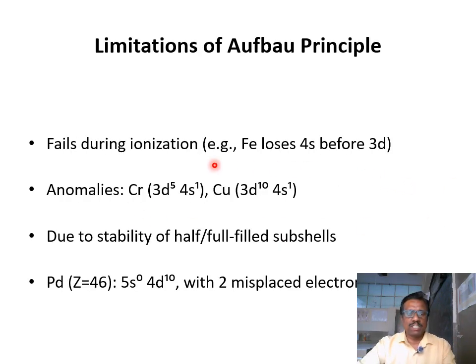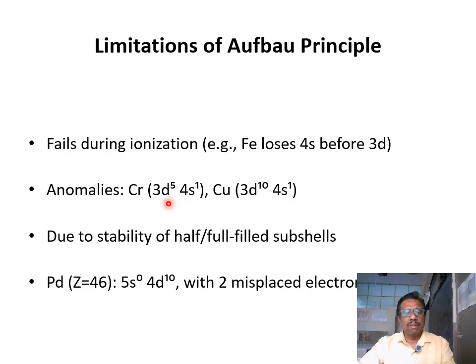Limitations of the Aufbau principle. It fails during ionization. For example, iron loses 4s electrons before losing the 3d electrons. So in this case, the Aufbau principle fails. And it fails in the case of anomalies. For example, chromium 3d5 4s1 is the electronic configuration. For copper, 3d10 4s1 is the electronic configuration.